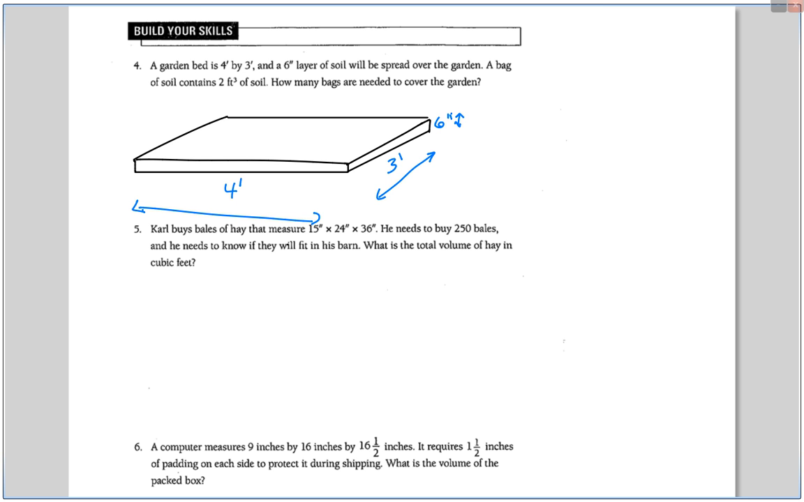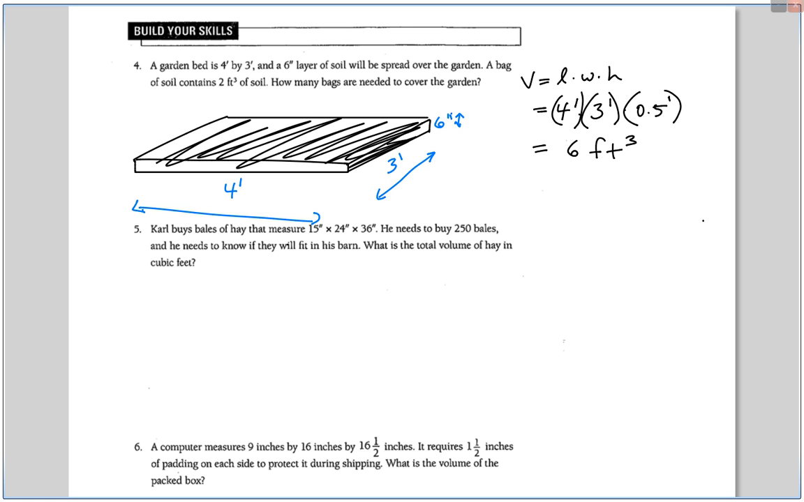So to get the volume of that, all you do is length times width times height. They have to be the same unit, so 4 feet times 3 feet times 6 inches. We're going to have to convert that to feet. So 6 inches is half a foot. So 4 times 3, 12, times a half is 6 cubic feet. That's the volume of soil that you would need for this garden.